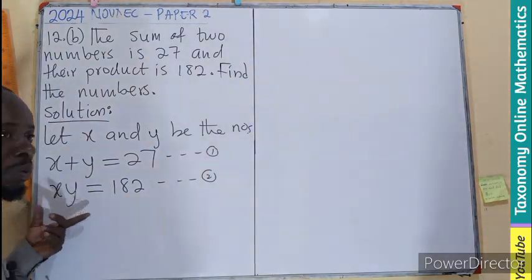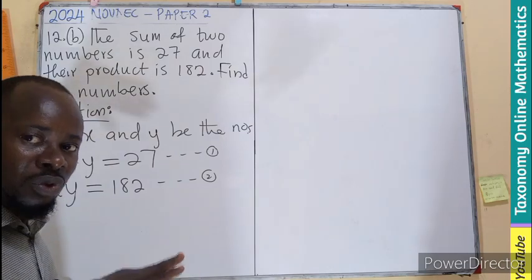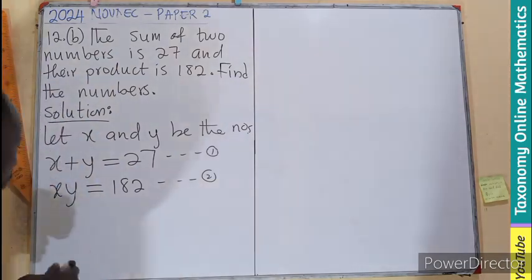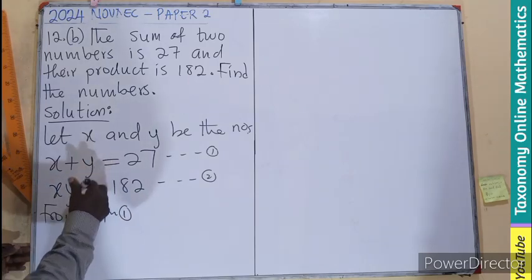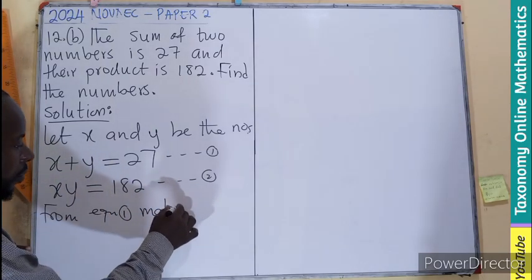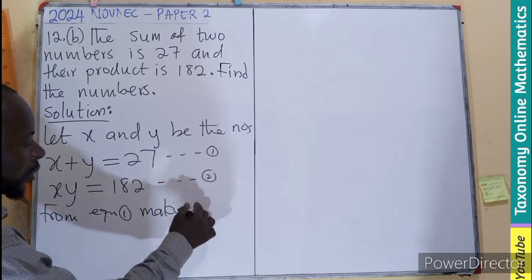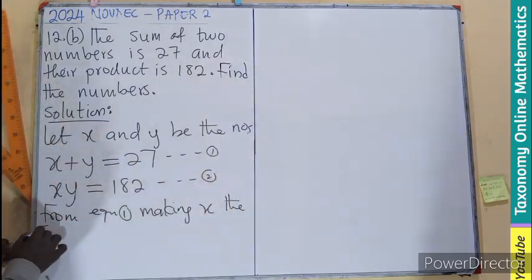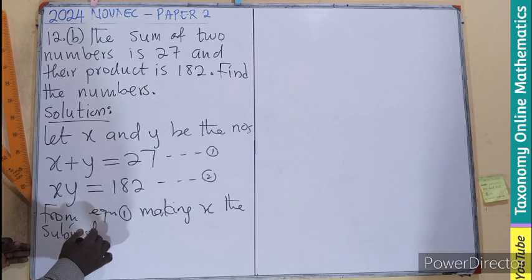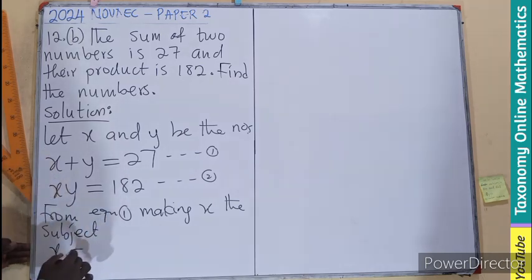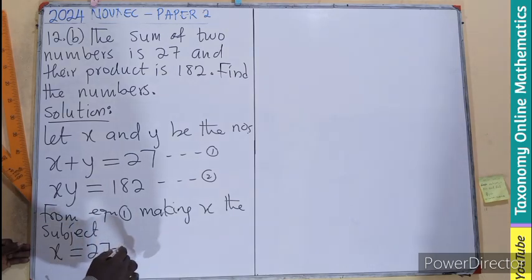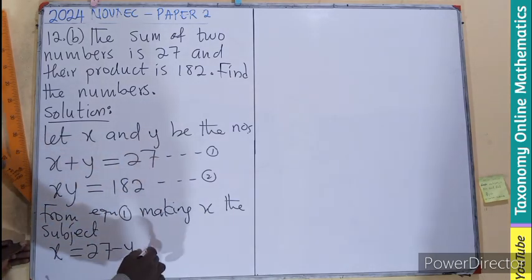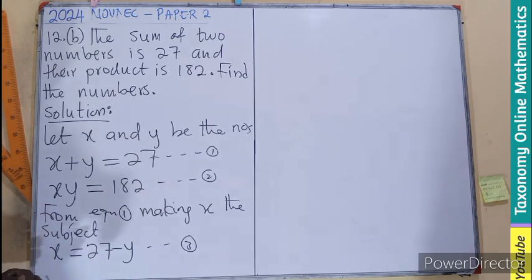Now, this will be best solved with substitution rather than elimination. So I am going to pick from equation 1 here, making x the subject. That simply means I am maintaining x, then I'm subtracting y from both sides, making 27 minus y. And that gives rise to equation 3.